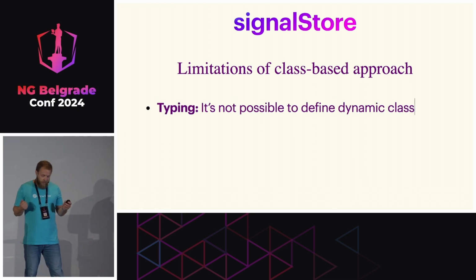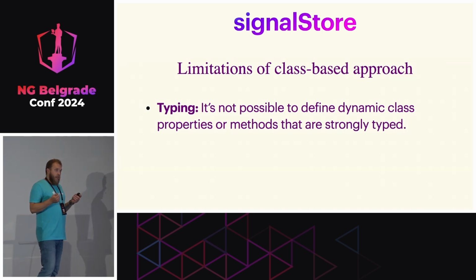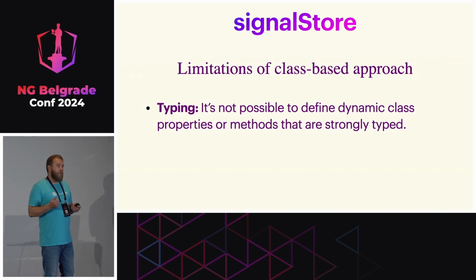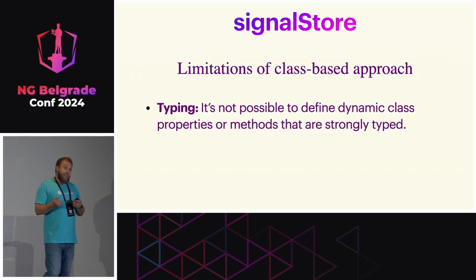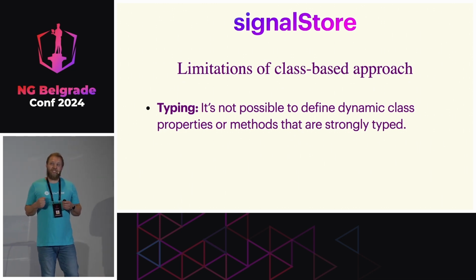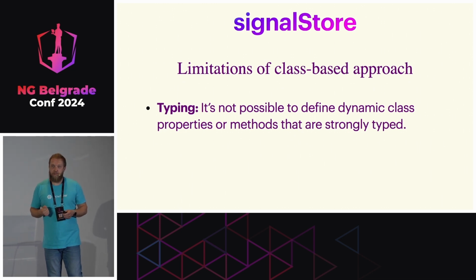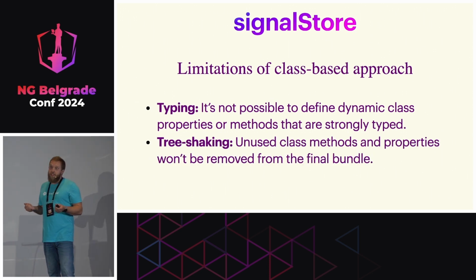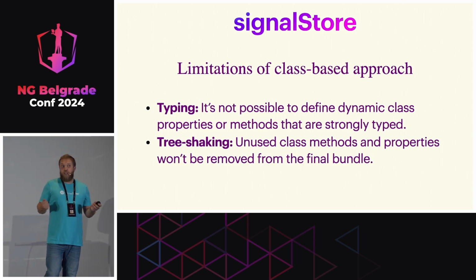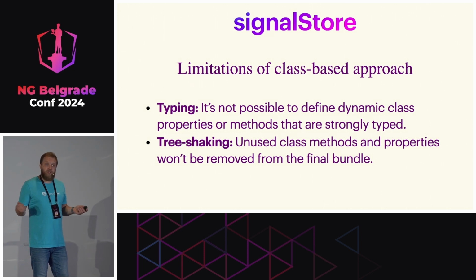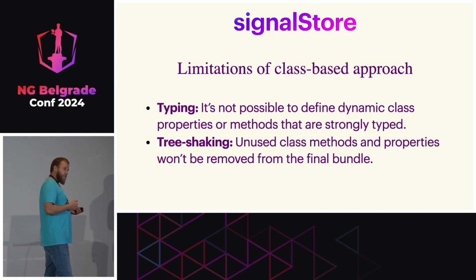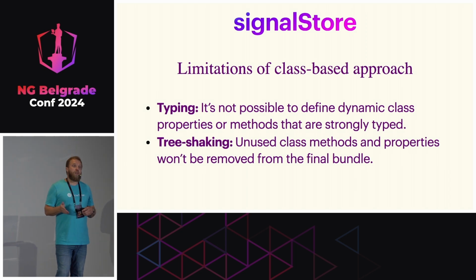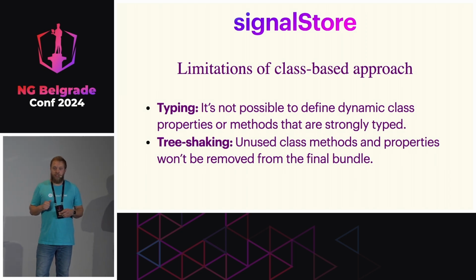Which limitations? First of all, typing. If you want to add properties dynamically to the class, even if you can shove them in, you cannot really reflect it in a typed class. So that's one. Secondly, if you have methods within the class and you're not using them, they're not being taken out, right? They're staying with the class. So with the functional approach, we can actually only keep what you use and remove what you don't need.